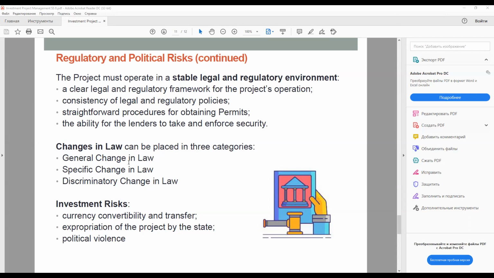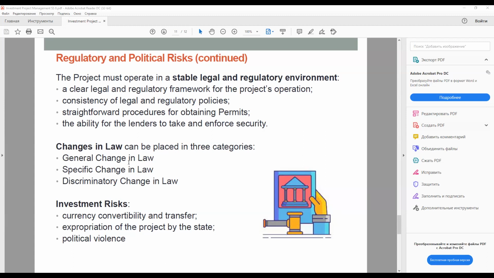General change in law applies to the country as a whole rather than a particular industry or type of project. One example would be an increase in company tax rates. Another might be new regulations for disabled access to buildings, requiring modification of existing buildings. Another might be giving employees new pension or sick pay rights.